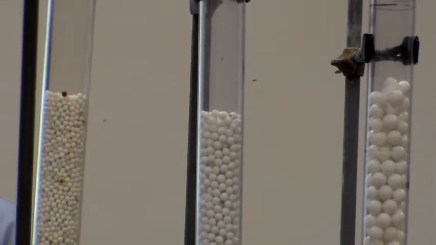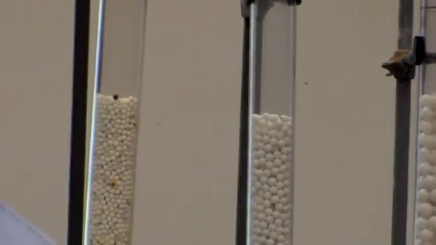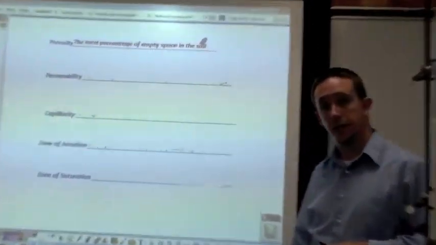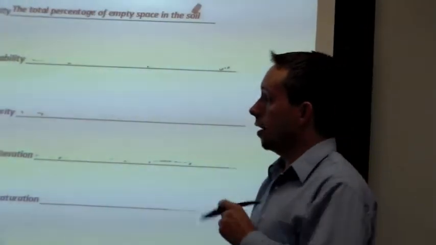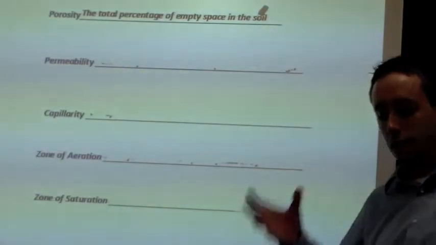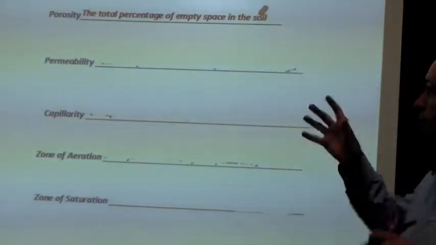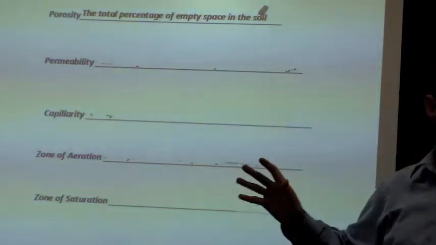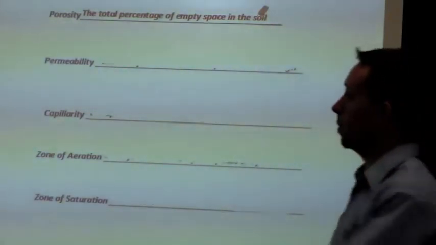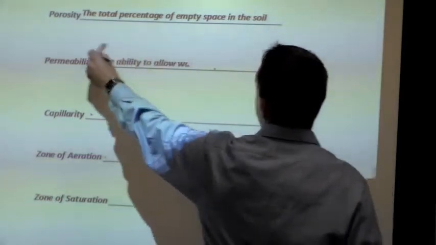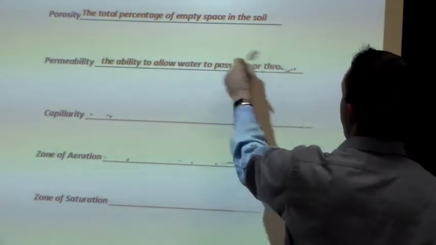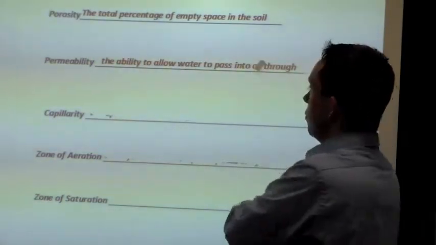It's the amount of empty space that you have in the soil, in this case in a column of these little plastic beads. Okay? The next term is permeability. Now, just keep in your head, when we think porosity, we think amount of space. When we think permeability, we think flow. Okay? Permeability is the ability of water to pass into or through something.